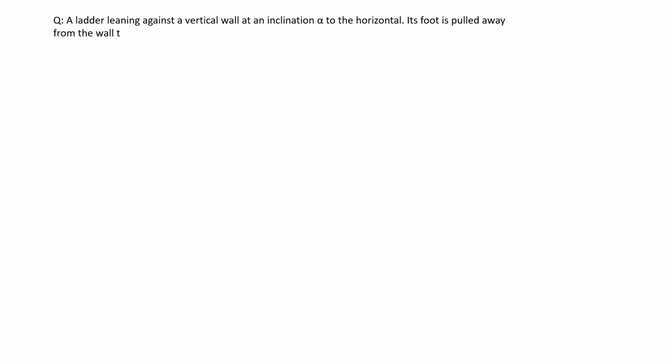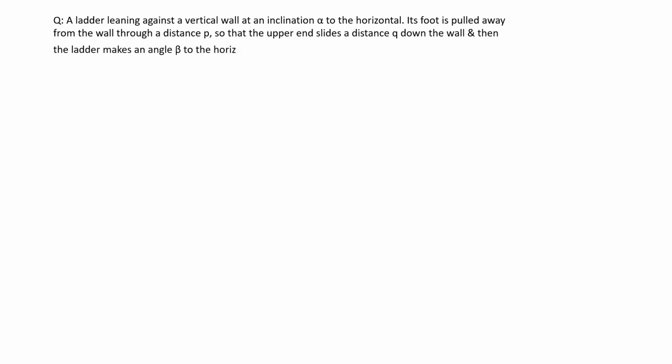Let's see the next question. The next question states: a ladder is leaning against a vertical wall at an inclination alpha to the horizontal. Its foot is pulled away from the wall through a distance p, so that the upper end slides a distance of q down the wall, and the ladder makes an angle beta with the horizontal. Prove that p by q equals (cos beta minus cos alpha) divided by (sin alpha minus sin beta). Let's draw the picture.